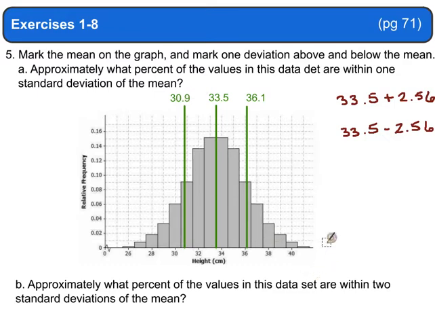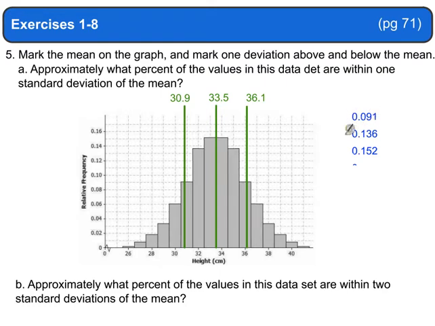So again, our goal in 5 was to mark the mean on the graph. We did that. Mark one deviation above and one deviation below the mean. Then they ask us approximately what percent of the values of this data are within one standard deviation. And so I think I got that hidden underneath here. And so we'll erase some of this out of the way now that we've seen that. And then we'll uncover this.